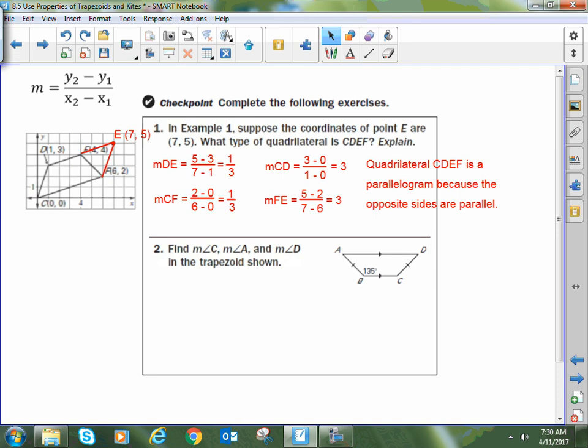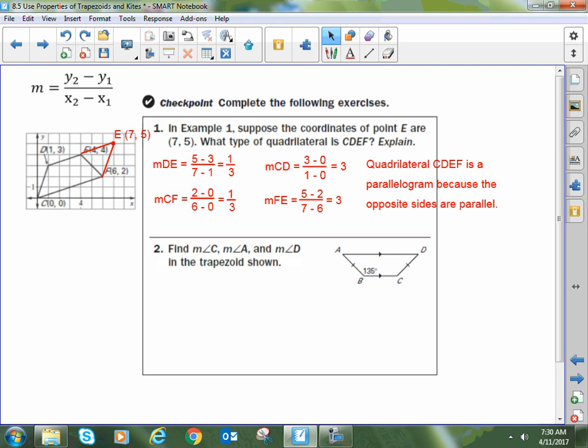Now looking at the slopes of D to E and C to F, both of those are still 1/3. So those two opposite sides are still parallel to each other. But now when I look at C and D and E and F, there I get another set of sides that have the same slope. So we've changed the quadrilateral from being a trapezoid with only one set of parallel sides into a parallelogram, because both pairs of opposite sides are parallel to each other.